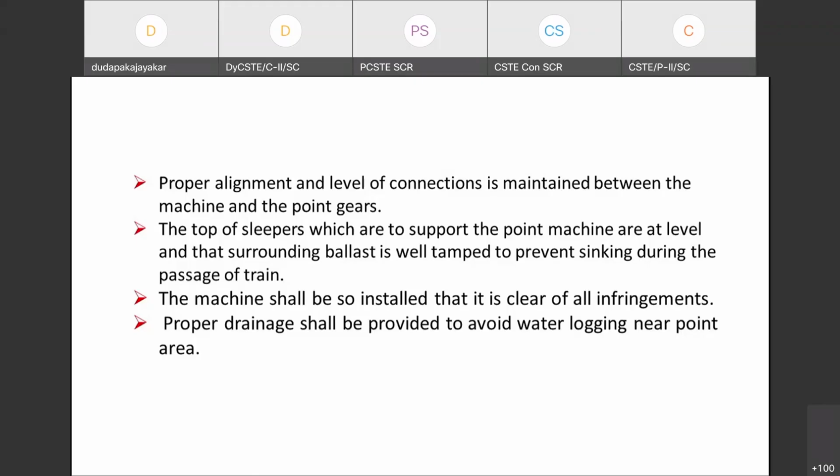In open line, sometimes you come across intermittent failure. Sometimes the point will fail, and after that the point will automatically start working. What can be the reasons for intermittent failure? What is your experience? Working as SSE, you must have come across intermittent failures. Yes, sir.